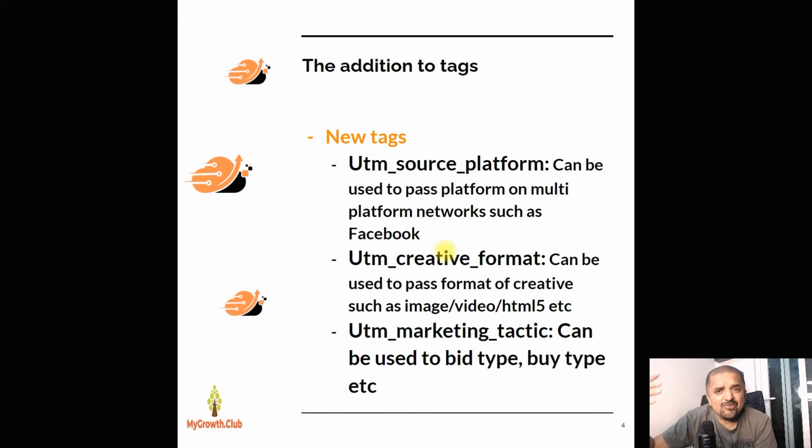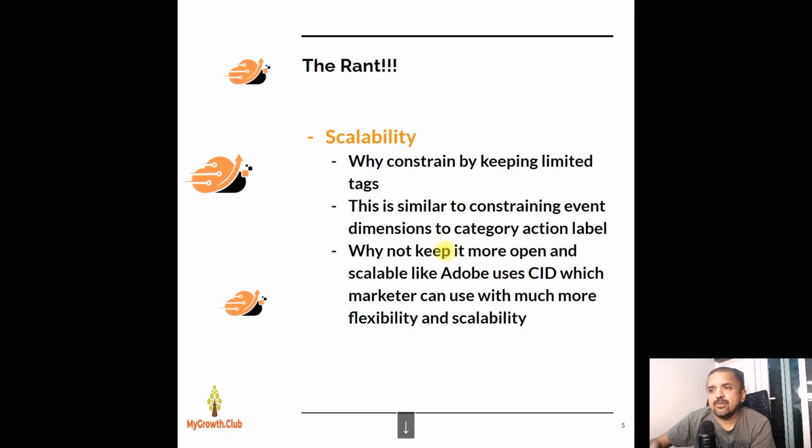So I love these 3 new tags, and with this a marketer would be able to get considerably more information about the quality as well as quantity of the traffic that he or she is driving. Having said that, I really don't think this is an entirely scalable or flexible approach that Google Analytics has taken here. If you compare this with Adobe Analytics, it basically lets you pass everything in a single tag called CID or Camp ID or anything that you want to customize it as.